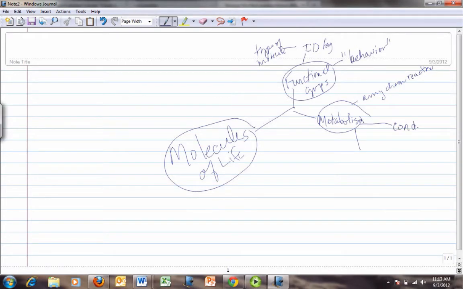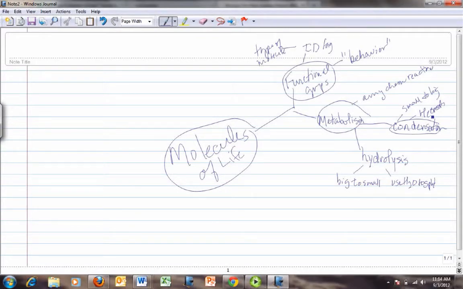And those two big chemical reactions are condensation and hydrolysis. So condensation, we're going from small to big, and we get water. So water results. In hydrolysis, we go from big to small, and we use water to split. So we're going to split the bonds.